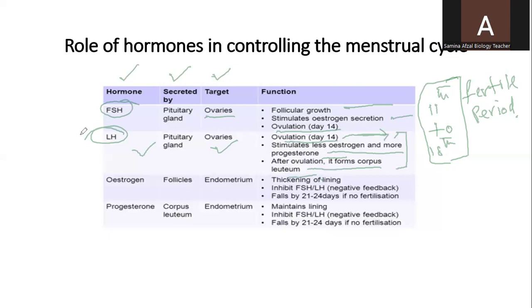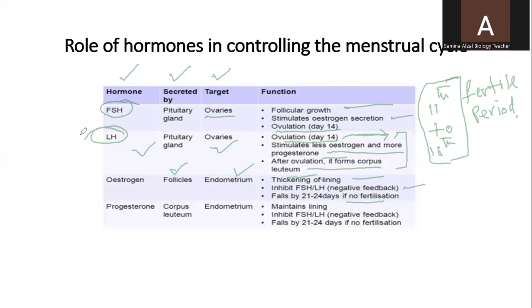Estrogens are secreted by the follicles, and the target is the endometrium or uterine lining. The thickness of the lining is maintained by estrogen. When there is pregnancy, when the egg is fertilized, it inhibits the follicle stimulating hormone and luteinizing hormone from secreting, and it is stopped when there is no fertilization between days 21 to 24.